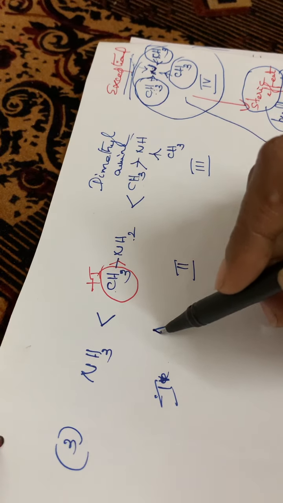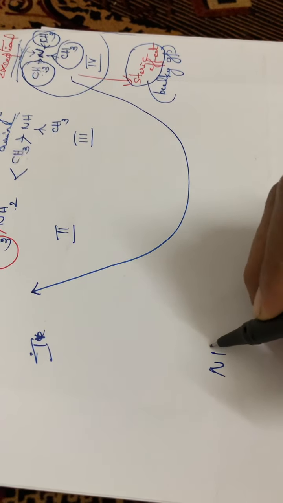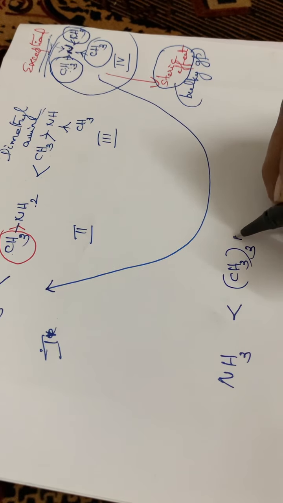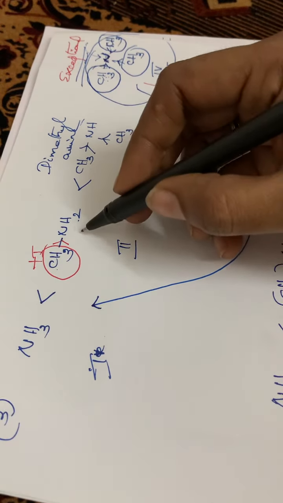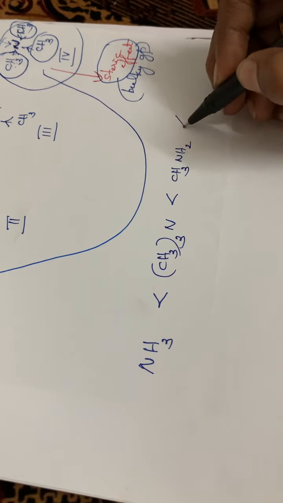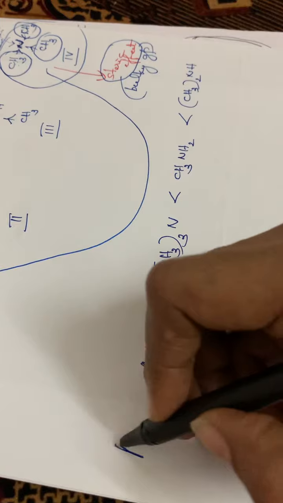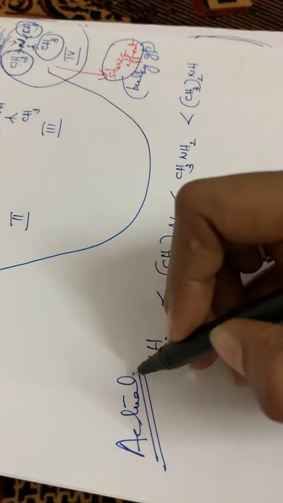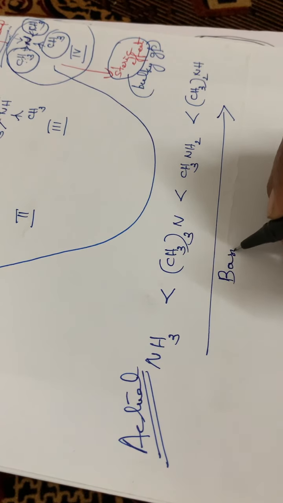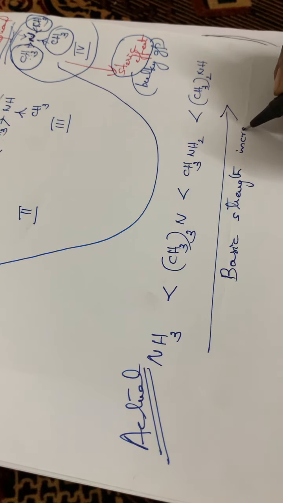After ammonia, trimethylamine will come. So we can write the order like this: ammonia less than trimethylamine, (CH3)3N, then methylamine, CH3NH2, then dimethylamine, (CH3)2NH. This is the actual order of basic strength. Along this order, the basic strength increases.